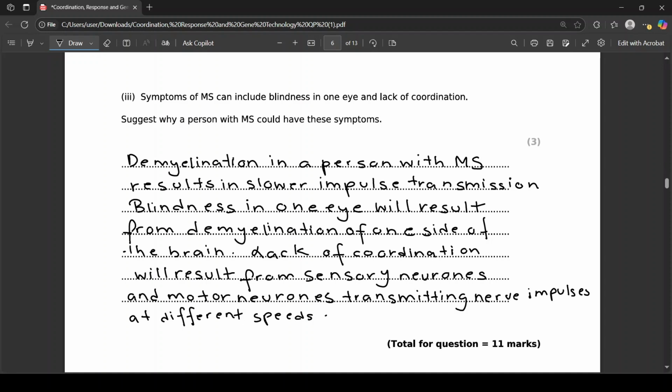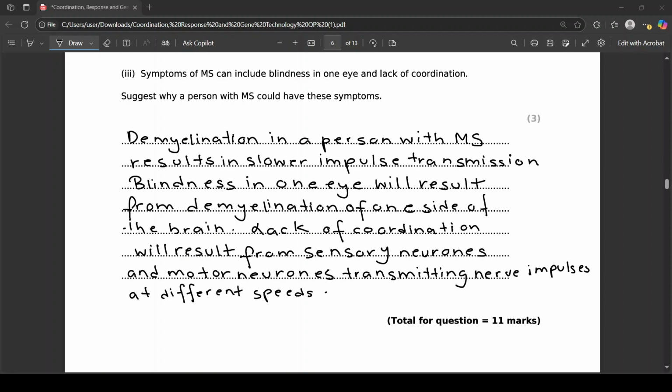Okay, and an additional point to be noted, and this is another point. Okay, blindness in one eye will result if demyelination occurs in the part of the brain which is associated with vision or coordination. Like I said, it occurs only in one part of the brain, and that part is the part basically which is associated with vision or coordination. All right, clear?